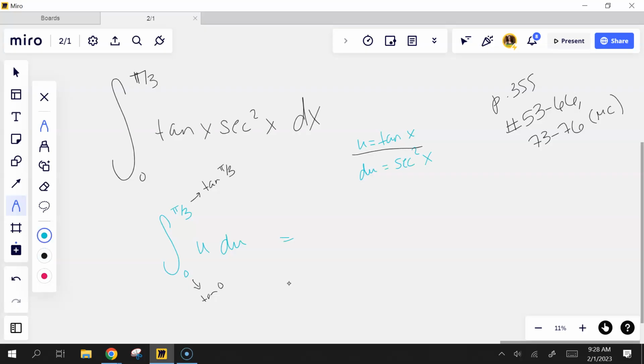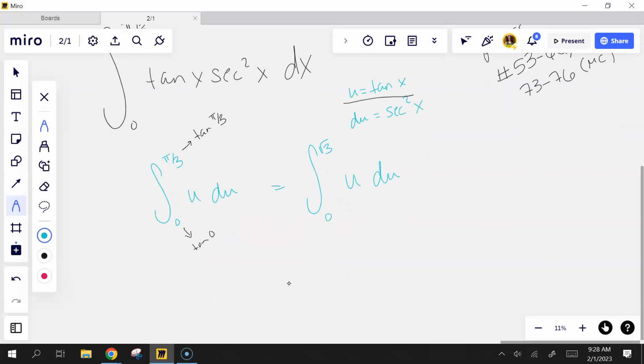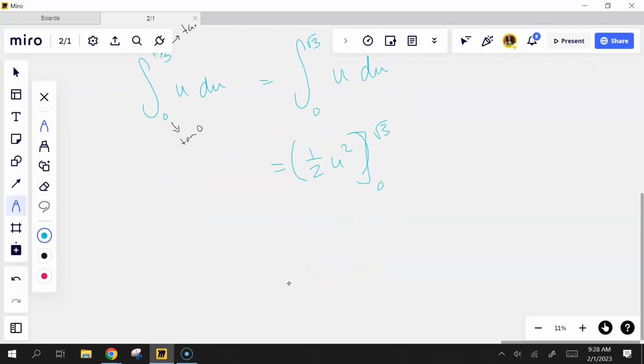Well, what's the tangent of pi over 3? Square root of 3. And what's the tangent of 0? 0. What's the antiderivative of U? Evaluated from 0 to square root of 3. So now I have 1/2 square root of 3 squared minus 1/2 0 squared, which is 3/2.